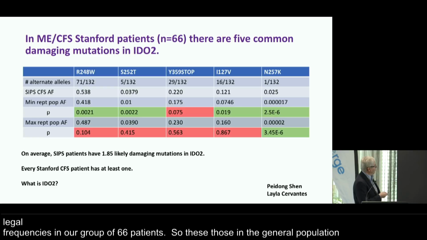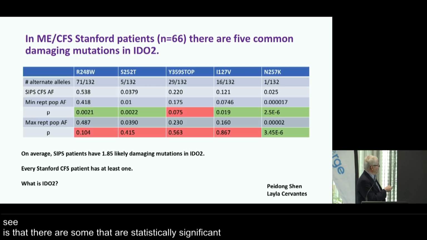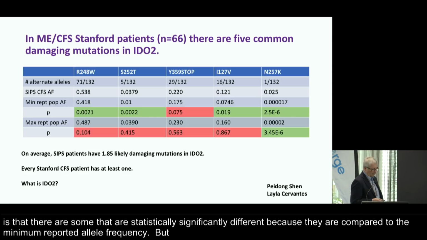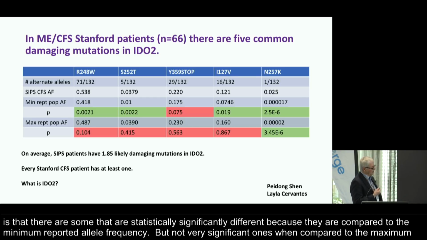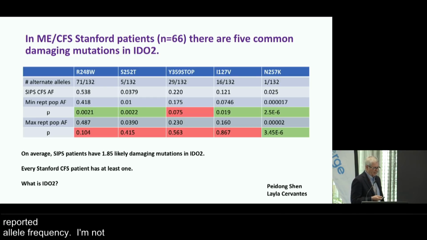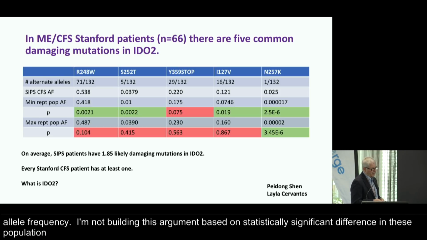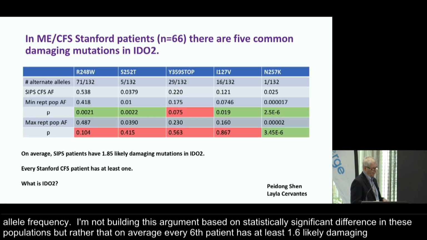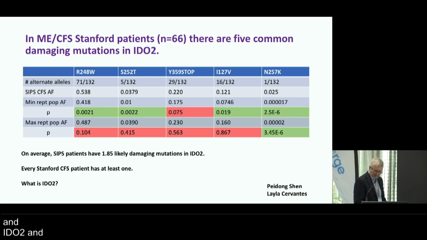And what you can see is that there are some that are statistically significantly different because they are compared to the minimum reported allele frequency, but not very significant ones when compared to the maximum reported allele frequency. So I'm not building this argument based on statistically significant difference in these populations, but rather that on average, every CIPS patient has at least 1.8 likely damaging mutations in IDO2, and that every Stanford CFS patient has at least one. So now I have to tell you, what is IDO2?